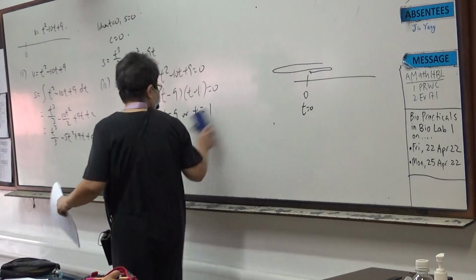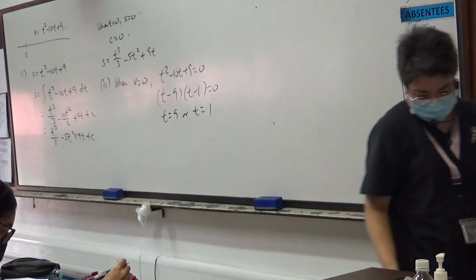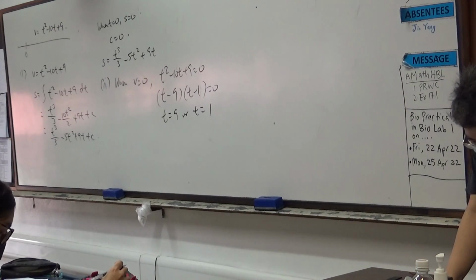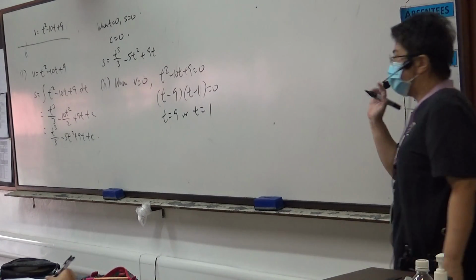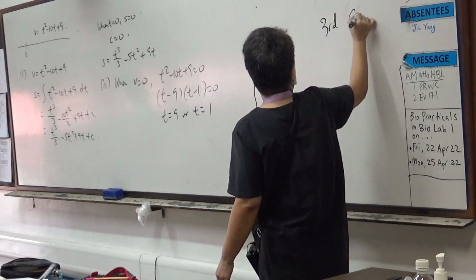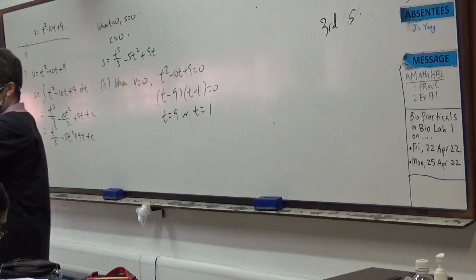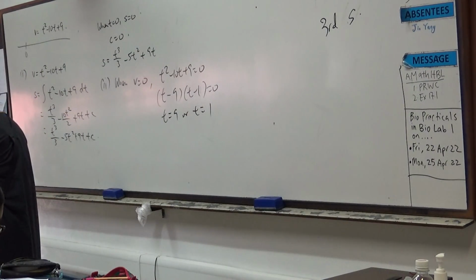Now, next. What did they say? Part 3. The distance travelled in the 3rd second. This is what I want to explain. Now, what do you mean by the 3rd second? That means in between t equals 2 and t equals 3. That is called the 3rd second.